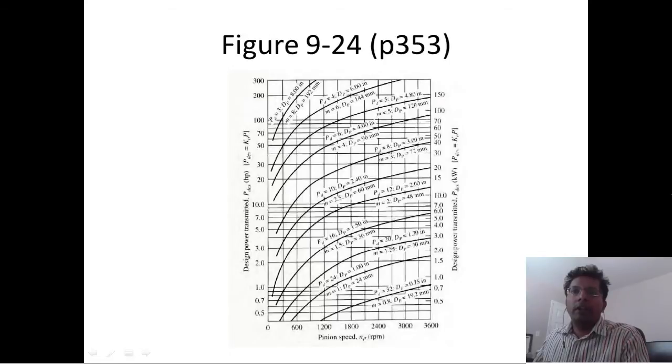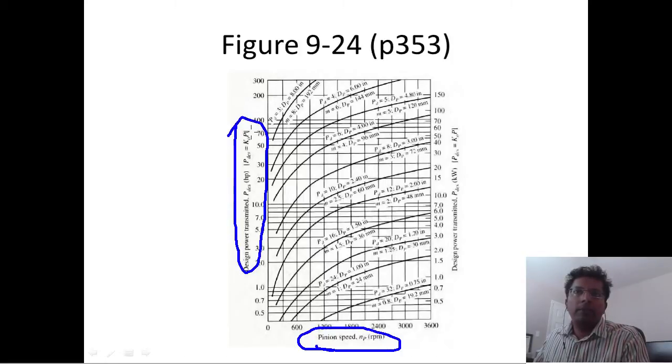Okay, so this is figure 9-24. If you look at the bottom of the screen, you have the pinion diameter. And then here it's going to be the desired power, which needs to be the product, if you notice, of the KO, which is the overload factor, and the power needed.